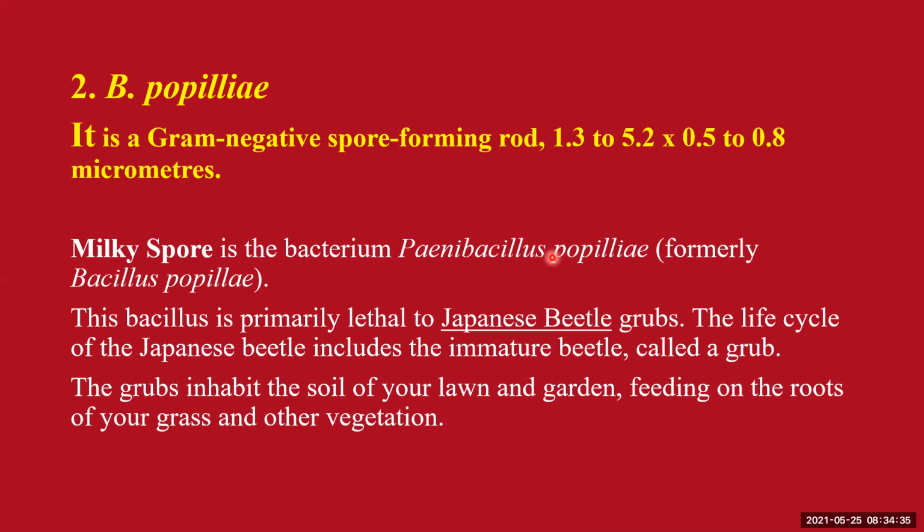Now, Bacillus popilliae is a gram-positive spore-forming rod. It is available in the form of milky spore powder. It is available in the form of milky spore.